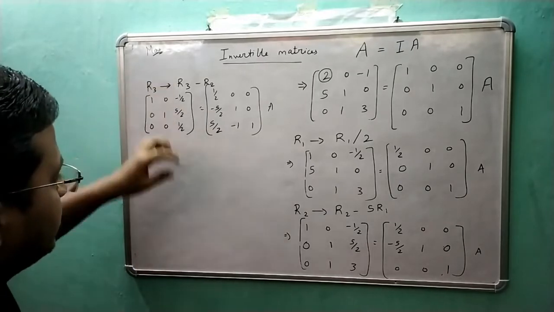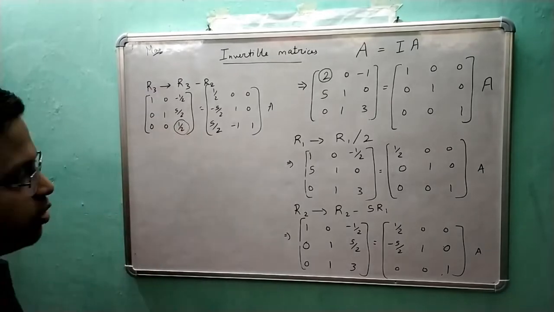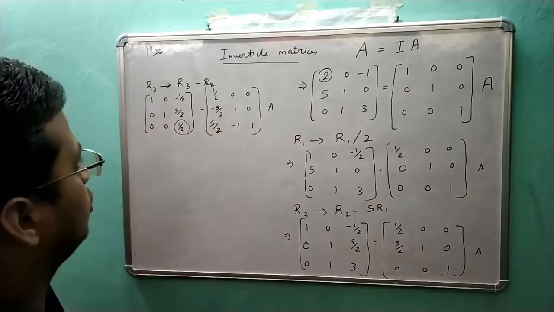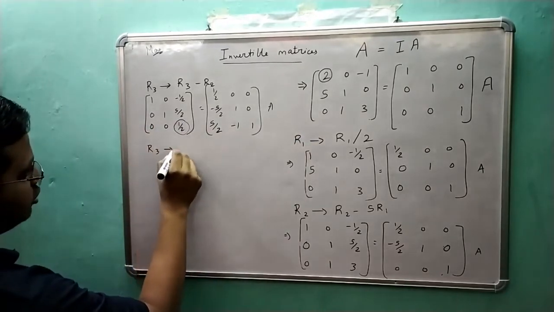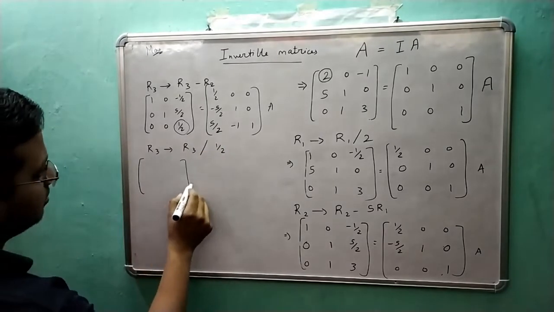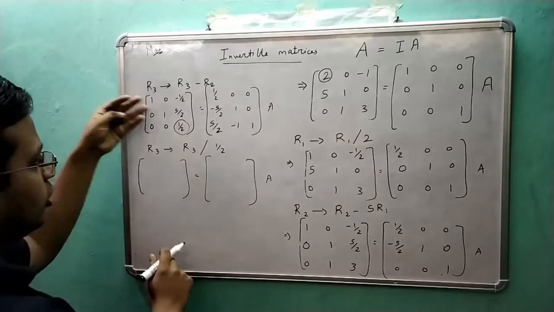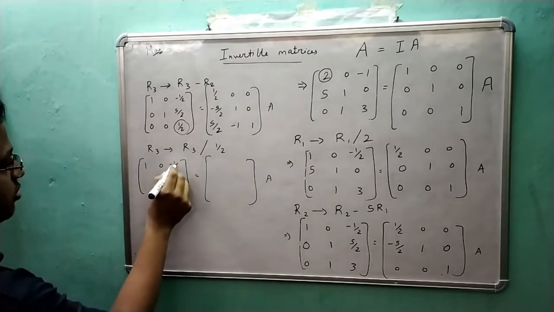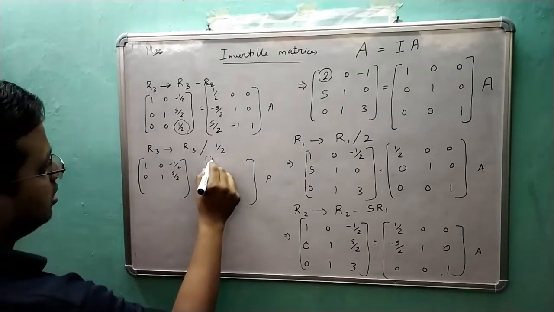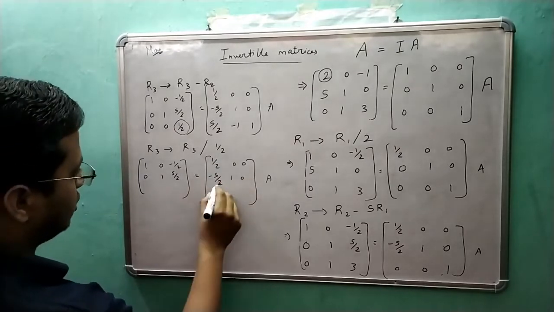Now in the third step, we want the last element, this half, to be 1. So how to do that? As you know, whatever number is there, divide the whole row by it. So R3 changes to R3 divided by half. So our equation will become, since R3 is getting changed, all others will remain same. So 1 0 minus half, 0 1 5 by 2, half 0 0, minus 5 by 2 1 0.